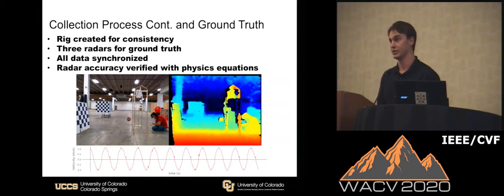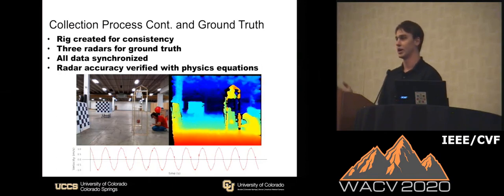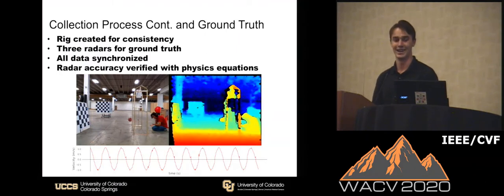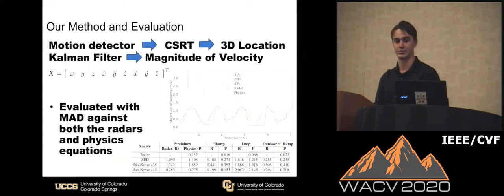We then focused on ground truth, which was obtained through three Doppler radars, and they have a conical field of view, so we positioned them fairly perpendicular to the object of interest motion. And all the data was, of course, synchronized via a start script so that we could have timestamps with the respective device's data. The radar accuracy was also verified with physics equations and known physics setups, so we could do things like dropping objects, inclined plane objects, or just rolling an object downhill, and as you can see, pendulum objects as well.